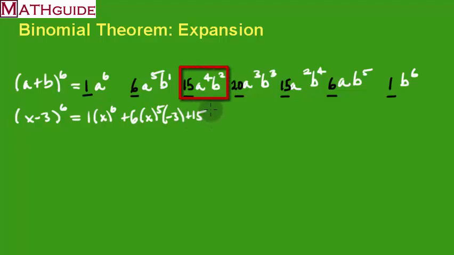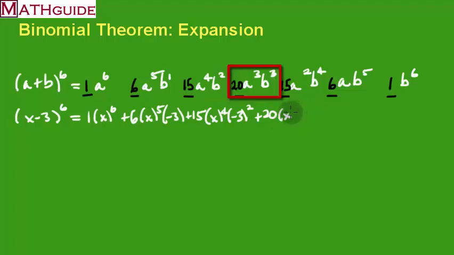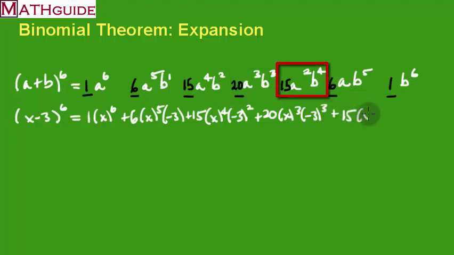Trying to write small. I don't think I'm going to be able to squeeze this on one line here, but I have 15 x to the 4th, b is negative 3. Okay, next term, 20 x cubed, b is negative 3. Then I've got a 15 x squared, negative 3, and that's the 4th power.